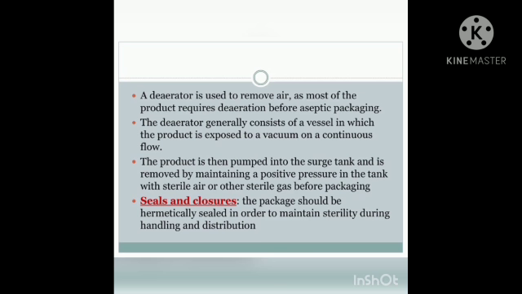A deaerator is used to remove air, as most products require deaeration before aseptic packaging. The deaerator generally consists of a vessel in which the product is exposed to a vacuum on a continuous flow. The product is then pumped into the surge tank, and pressure is maintained by keeping a positive pressure in the tank with sterile air or other sterile gas before packaging.